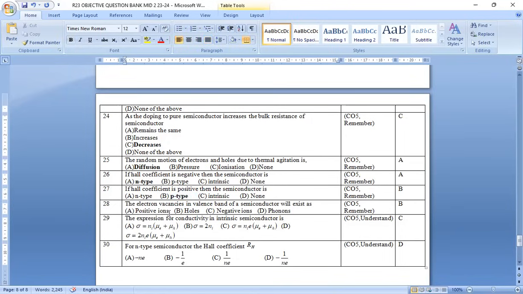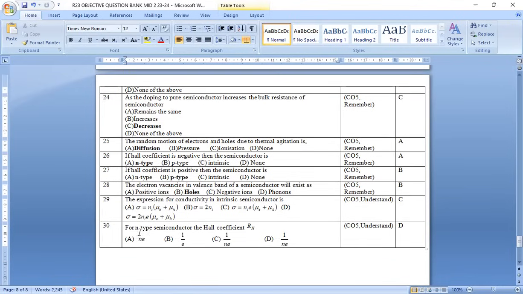The electron vacancies in the valence band of a semiconductor will exist as holes. Yes, which behave as positively charged particles. The expression for the conductivity in an intrinsic semiconductor is option C, sigma equal to n times e into (mu_e plus mu_h). For n-type semiconductor, the Hall coefficient R_H is equal to minus 1 by Ne. Option D is the right answer.